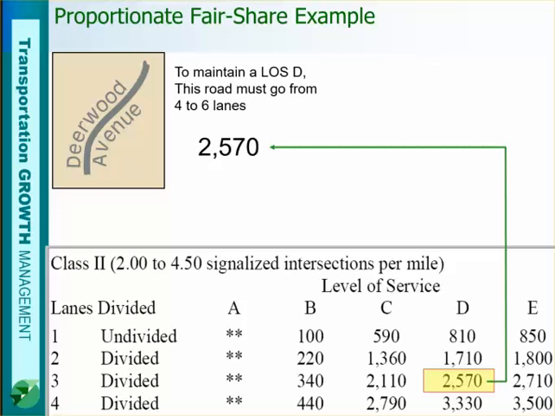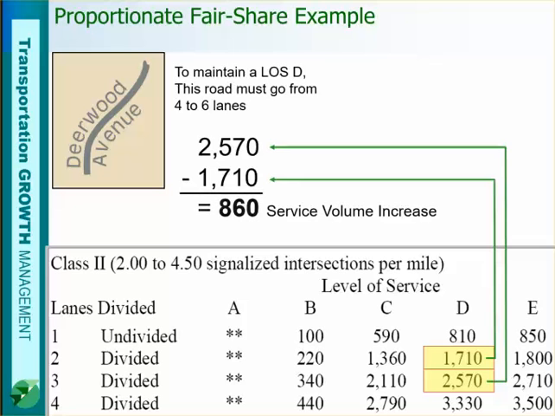When you improve that roadway, the maximum service volume at level of service D goes from 1,710 to 2,570. And what is the difference of that? It is an increase of the service volume of 860 vehicles in one direction during the peak hour.